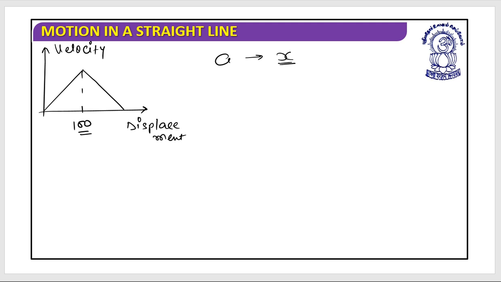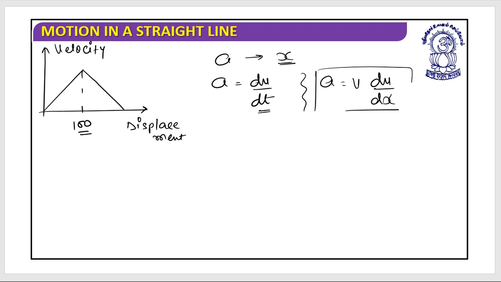What could I do? When I find the two relations of acceleration having a differentiation term, it is a equals dv by dt, and the next is a equals v dv by dx. a equals v dv by dx. Are you done with this? Are you sure?